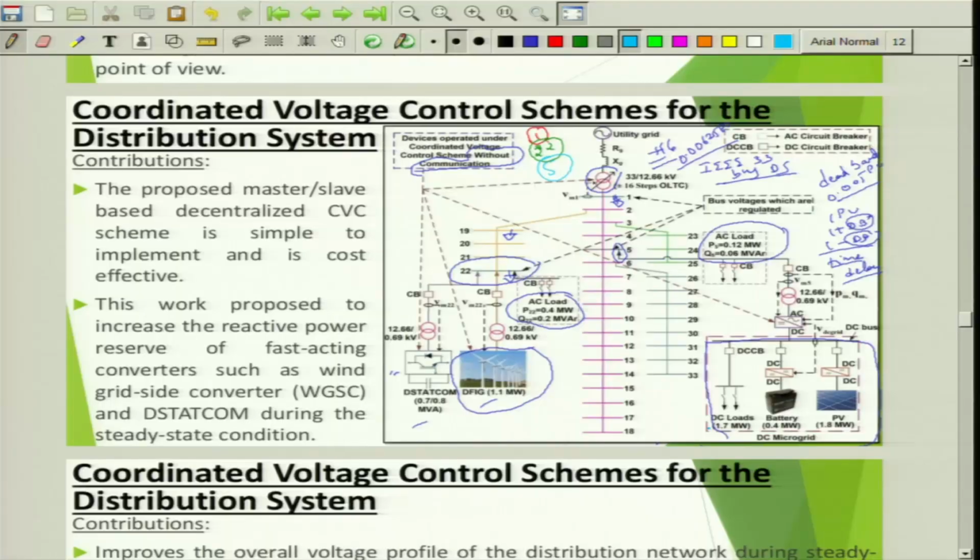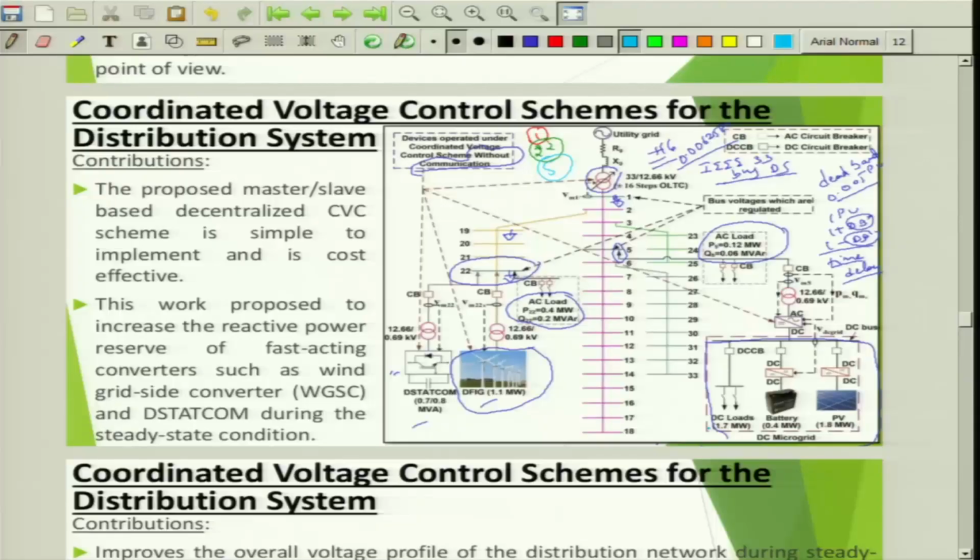Also, in a way we are trying to improve the overall reactive power reserve in the system. Voltage stability is decided based on the ability of the system to offer reactive power reserve during an emergency situation. That decides how stable the system is, owing to any severe faults or temporary faults. So these are the objectives.